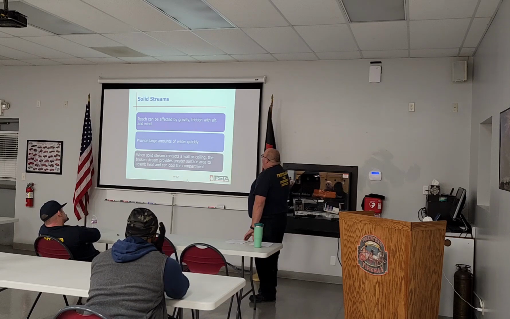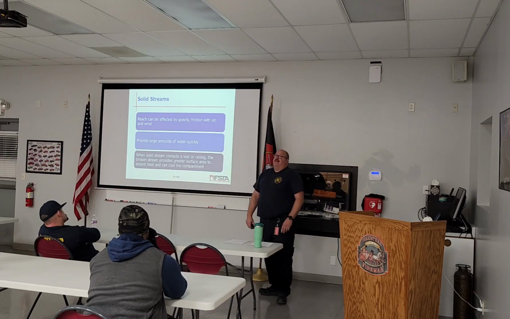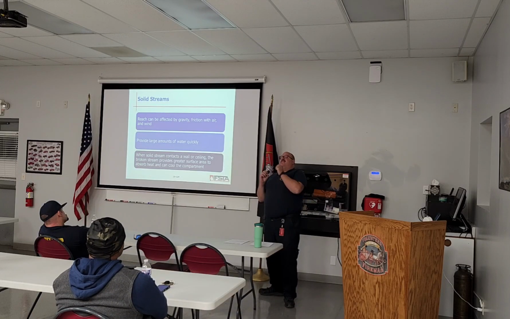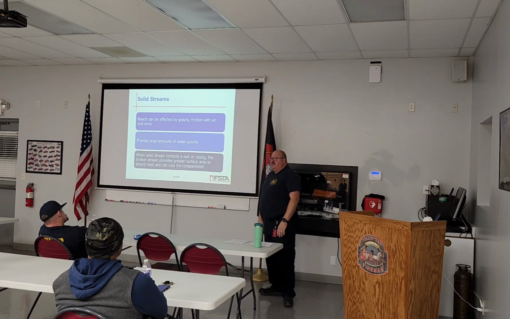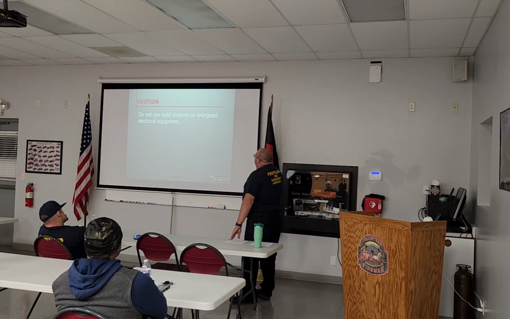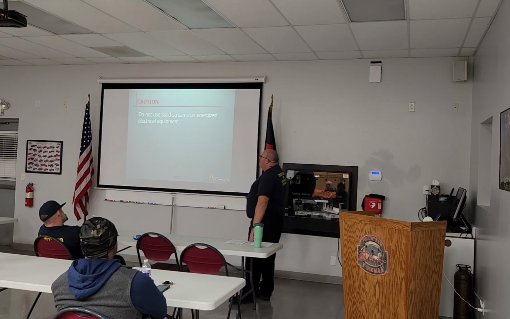Reach can be affected by gravity, friction with air, and wind, which is going to be any hose line. They provide large amounts of water quickly. When a solid stream contacts a wall or ceiling, the broken stream provides greater surface area to absorb heat and can cool the compartment. So you're in that hallway, it starts rolling over you, you take this smoothbore, you point straight at the ceiling, it's going to hit the roof and dissipate out, and that's what they're talking about with that broken stream at that point, and it's going to protect you. Do not use solid streams on energized electric equipment, so don't use a smoothbore on a Tesla car, it might make you feel a little wiry.